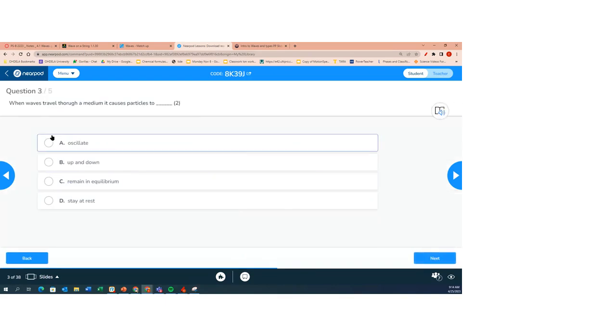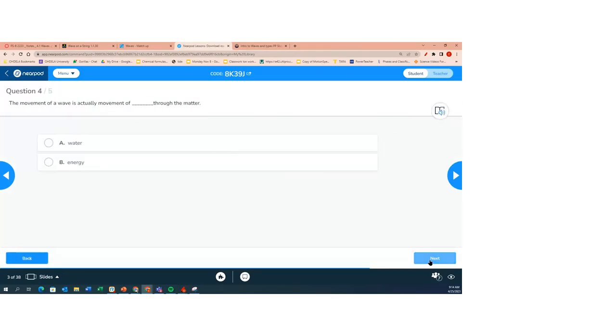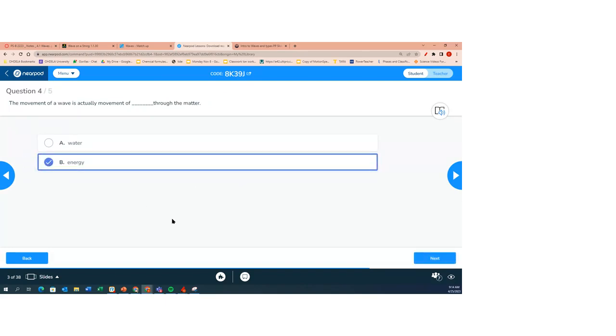All right. When waves travel through a medium, it causes particles to oscillate. All right, oscillate. That's what we want to call it. And the oscillation is kind of an up and down motion, but it's kind of more circular than up and down. All right, the movement of a wave is actually a movement of energy, right? So this energy, you disturb the water, and energy is the disturbance there, right?